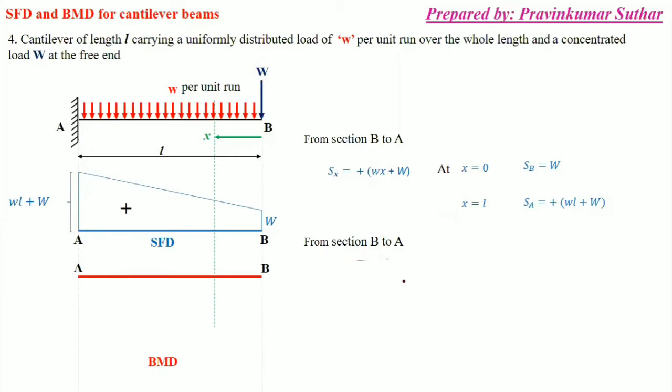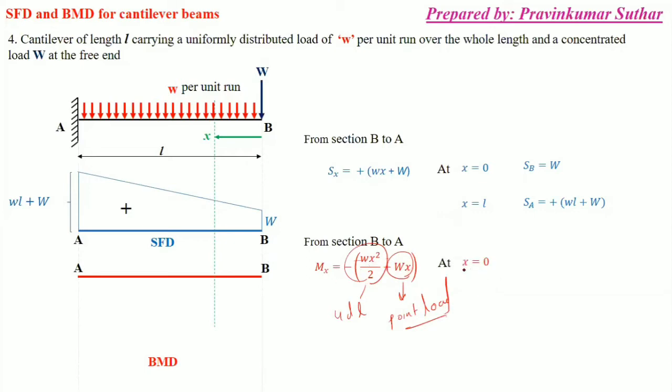Now next, this is the bending moment. Again, in this case, we will move from the free end to the fixed end, from B to A. In this, the equation is wx square by 2 plus Wx. The first term is because of the UDL, and the second term is because of the simple point load. Here wx square by 2 is because of the UDL, and Wx because of the point load.